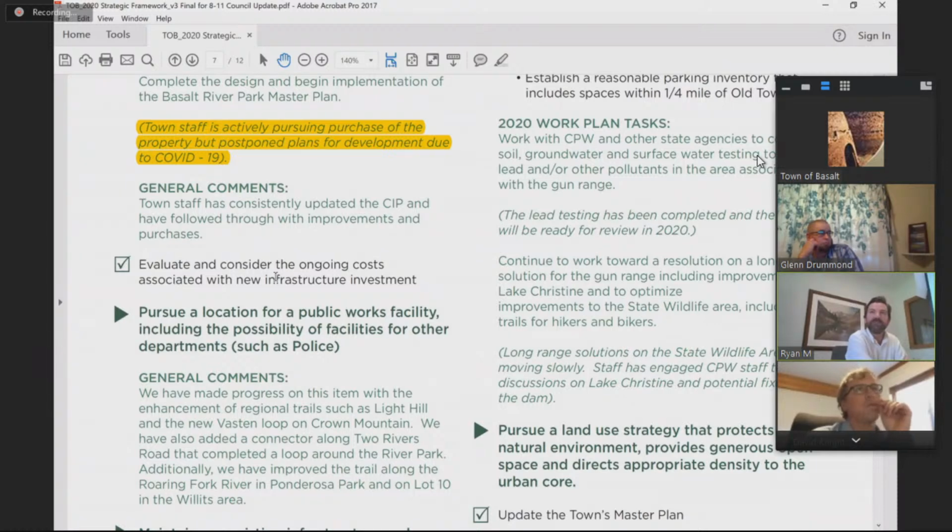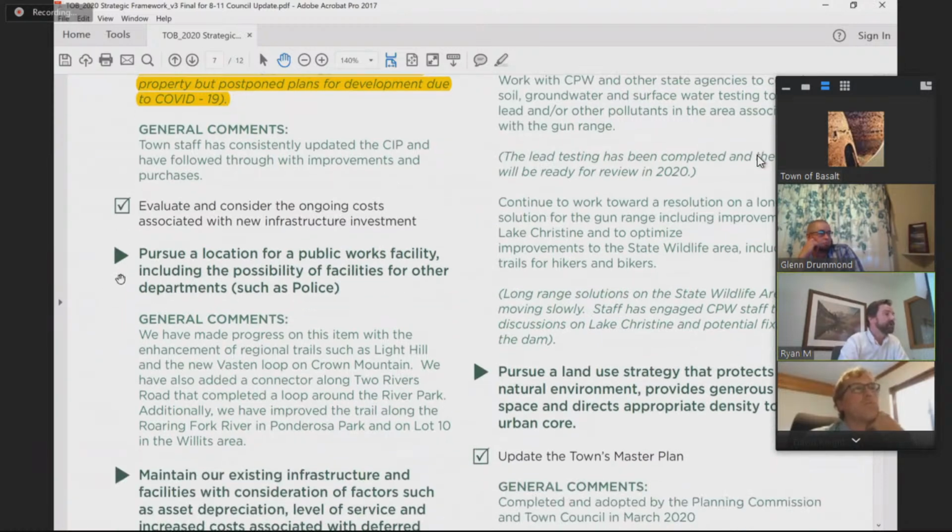So this is becoming ever more important for us as we continue to develop parks and other infrastructure, just making sure we understand what that means from a staffing perspective, and that we're able to manage and maintain it over time with a level of service that's acceptable to our residents and to council, of course.